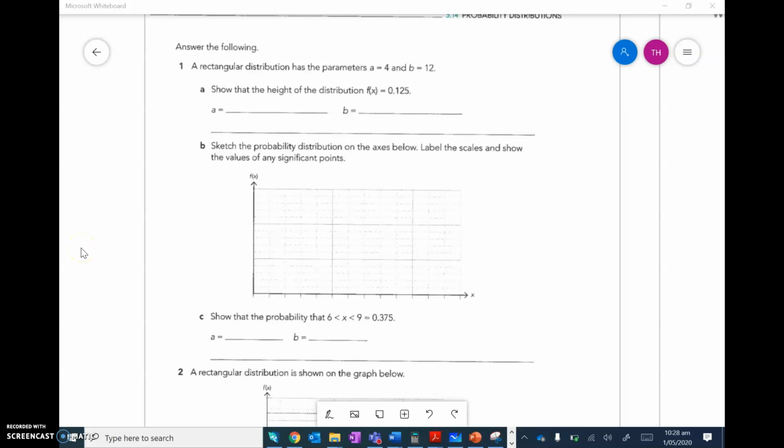Okay, so this is page 97 of your book. It's the only page I'm going to do, and then I would like you to do pages 98 and 99 at least today. To get those done quickly, you can do 100 and 101.